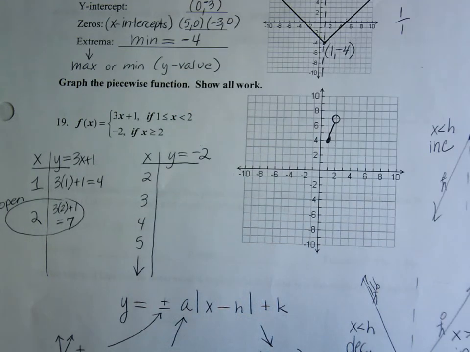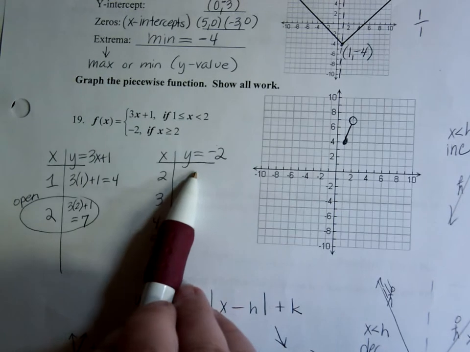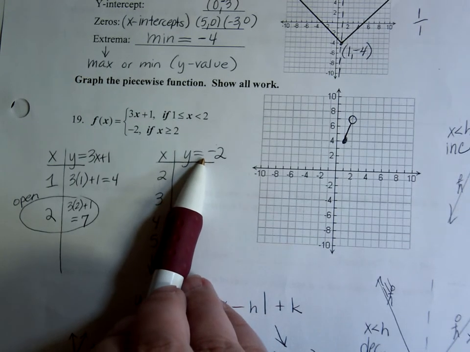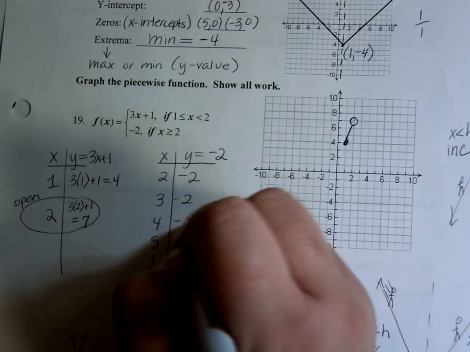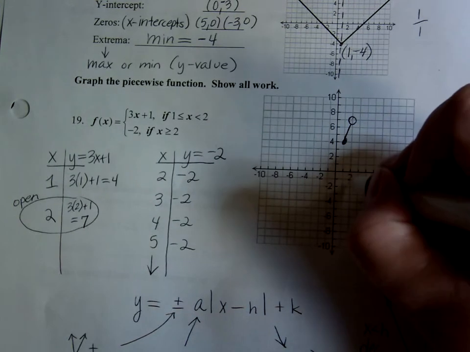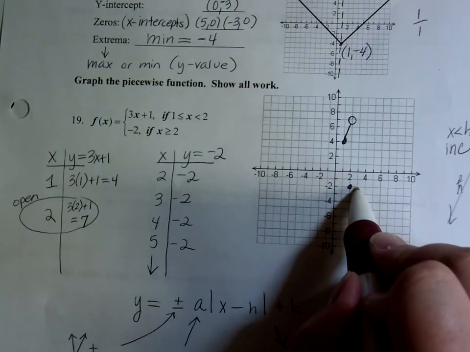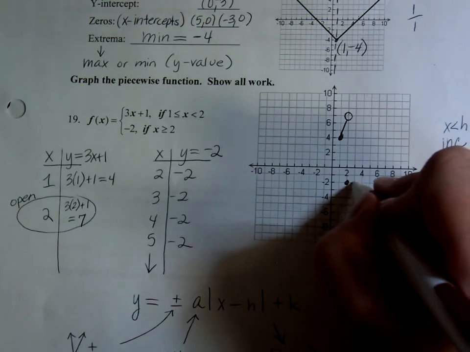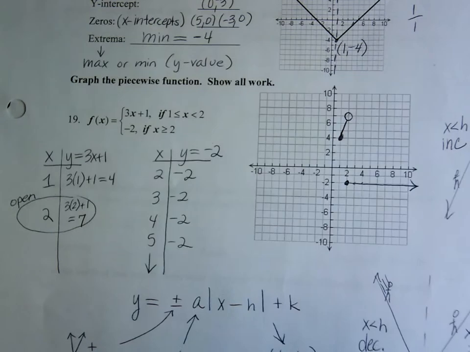Okay? Then this one, what kind of line is that? Horizontal or vertical? Horizontal line. And that means y is always -2. So it doesn't matter what x is, y is -2 always. So I start at 2, -2. It's colored in there. And then I keep going. 3, -2, 4, -2, and so on. It's going to be a horizontal line forever in that direction.